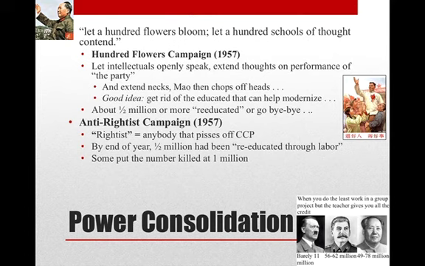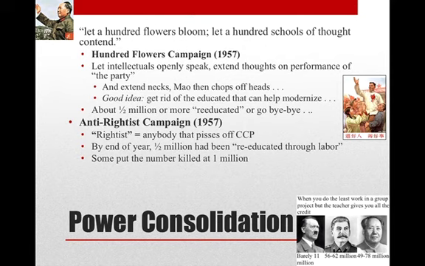Another campaign in 57 is called the anti-rightist campaign. They're trying to get rid of anyone that is rightist, i.e. capitalist, i.e. democratic, i.e. not the CCP. And by the end of 57, in addition to the 100 Flowers campaign, add another 500,000 to 1.5 million that either have been re-educated or killed. Again, guys, keep the tab going.